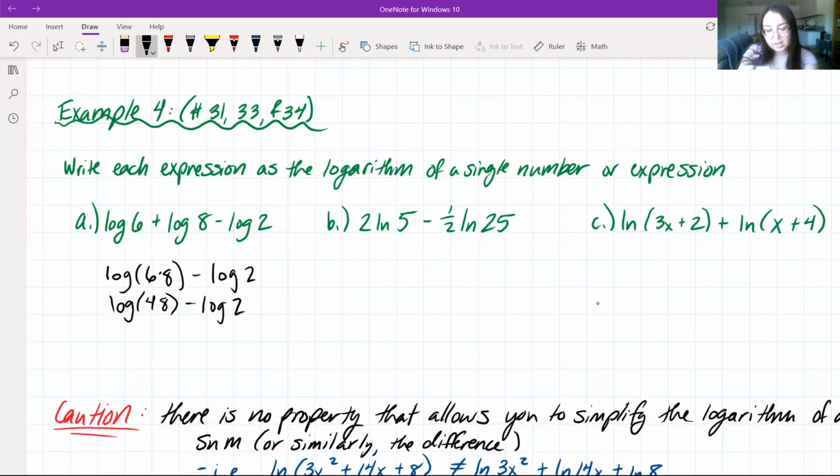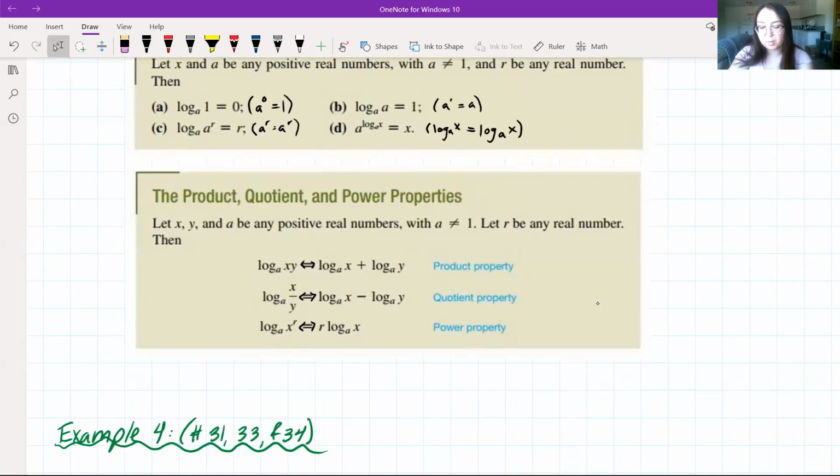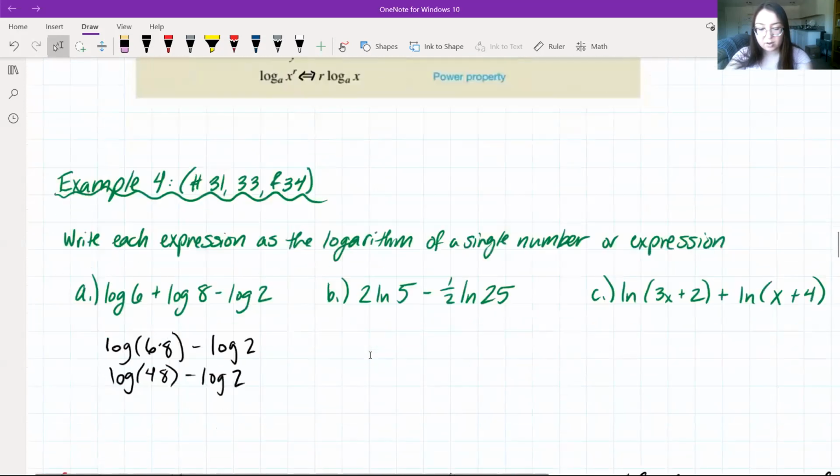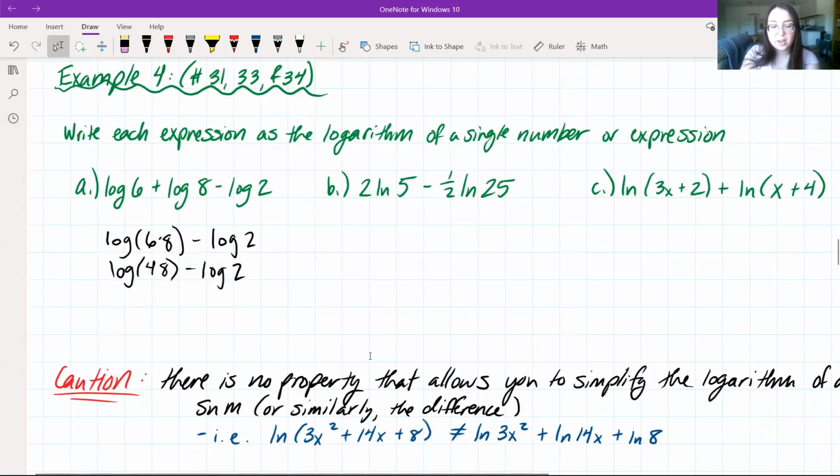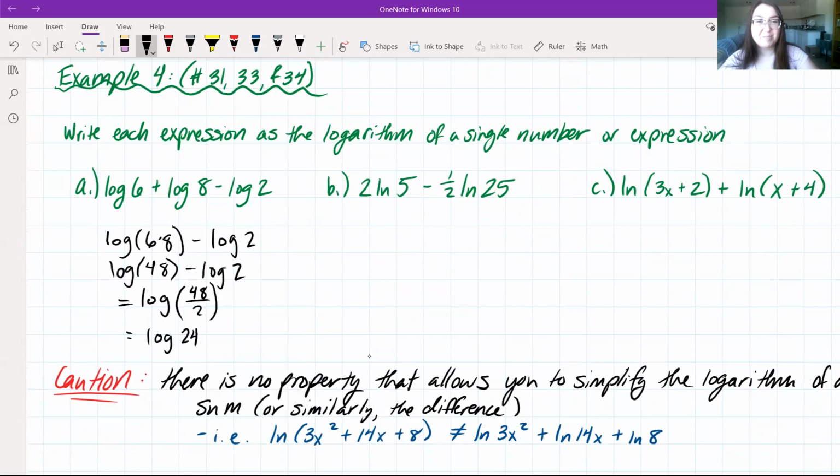So we have log of 48 minus log of 2, and this is our quotient property right here. So we're going to rewrite this as log of x divided by y, or 48 divided by 2. This is the same thing as saying log of 48 divided by 2. 48 divided by 2 is just going to give us log of 24. So our final answer will just be log of 24.